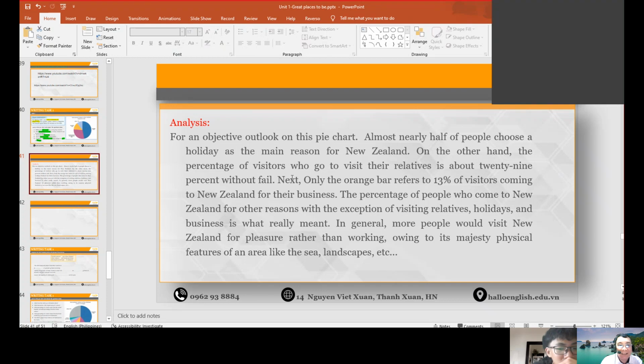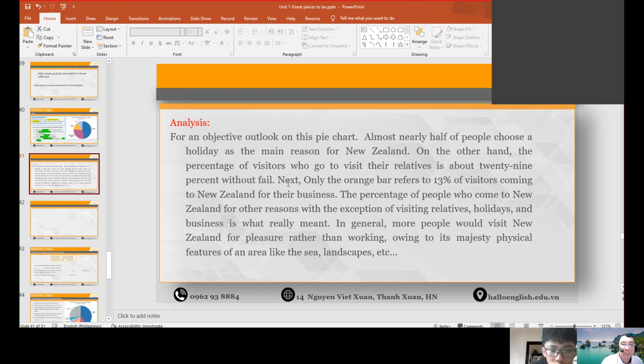So on the other hand, the percentage. So we have to put "the" all the time. If we are using "percentage", we need to use the. Okay, because that's the rule. On the other slides, we are going to look at how to use percentage and percent.